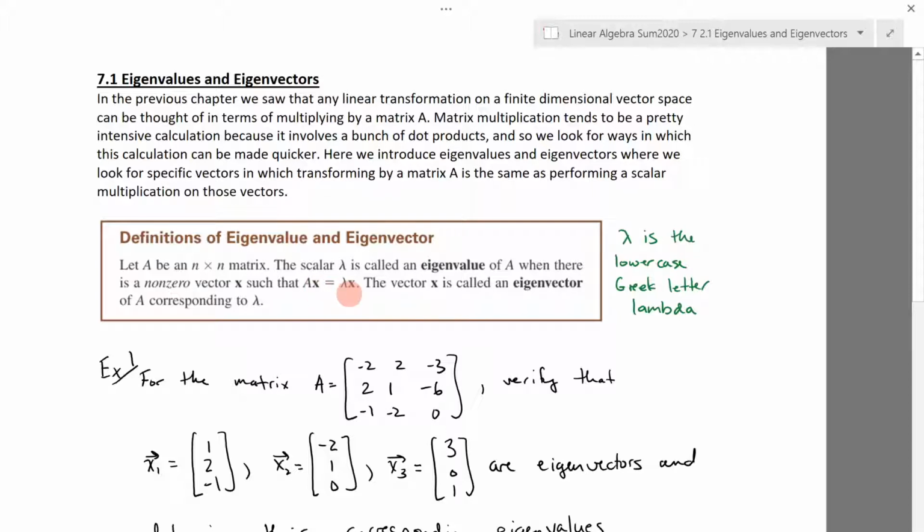Not every vector has this property, so we want to find the specific vectors that satisfy this condition. For a given matrix, there might be different eigenvectors where the scalar multiplication is by a different scalar. So we want to find all the vectors that satisfy this equation, and for each eigenvector, determine the associated eigenvalue.